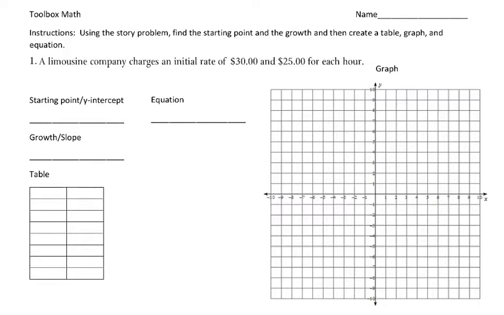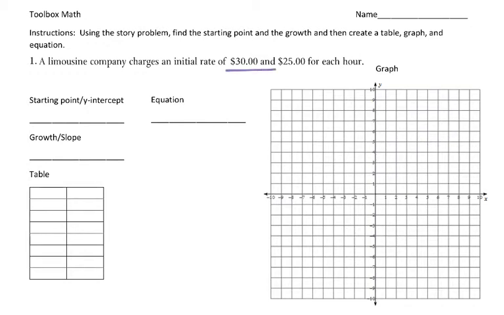Okay guys, for this assignment, Toolbox Math, we are taking a story problem. We're going to say where it starts, how it grows, create a table, create our equations, and graph it, okay? So a limousine company charges an initial rate of $30 and $25 for each hour.